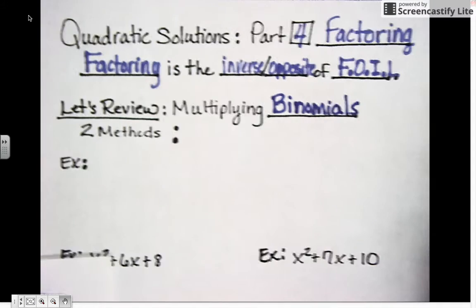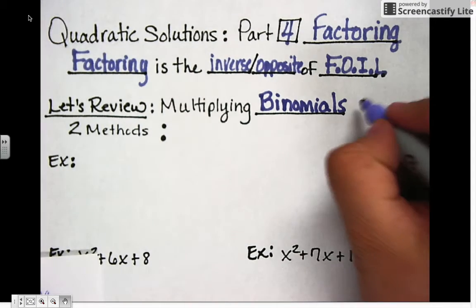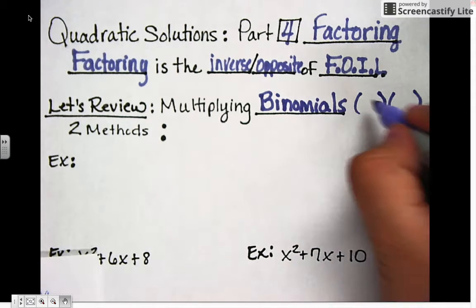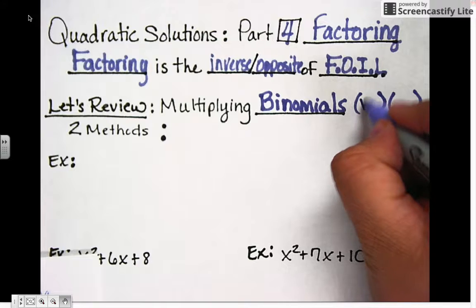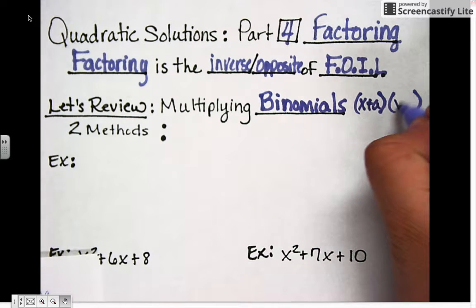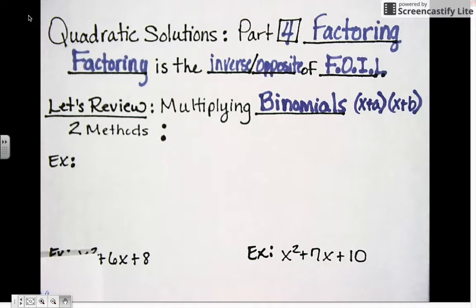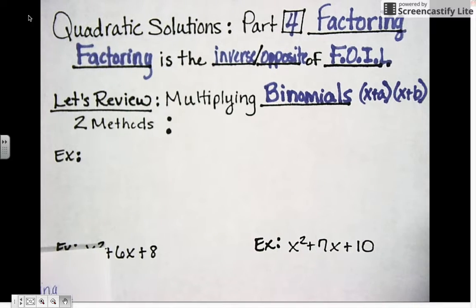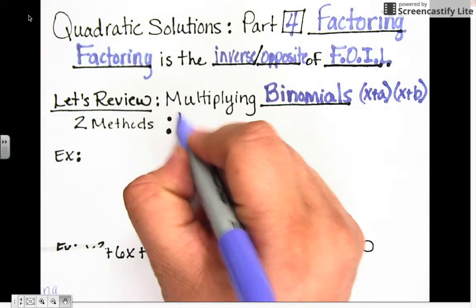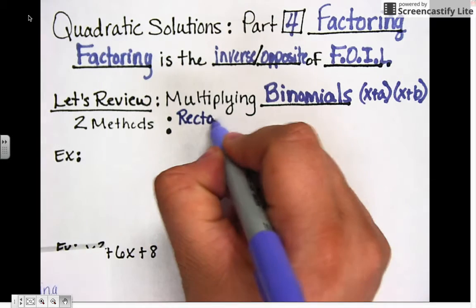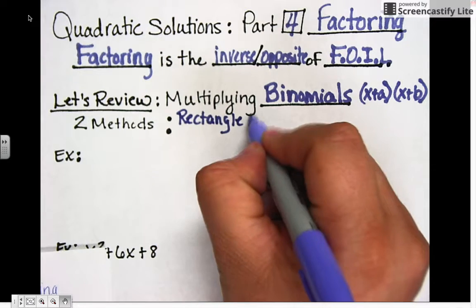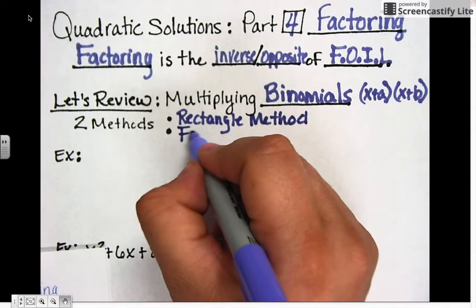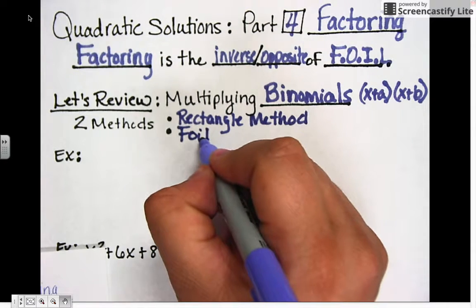And there's 2 different ways to multiply binomials. Let me just put a little example here so that you remember. Remember when we did multiplying binomials, and you did something like x plus a and x plus b? Those were binomials. You had 2 terms and you multiplied them together using FOIL. We also had the rectangle method. And the last one was FOIL.